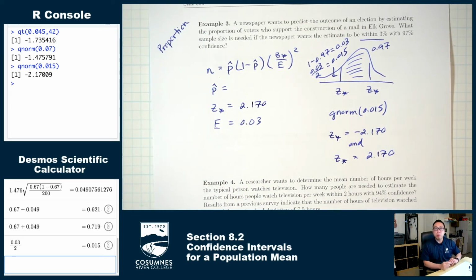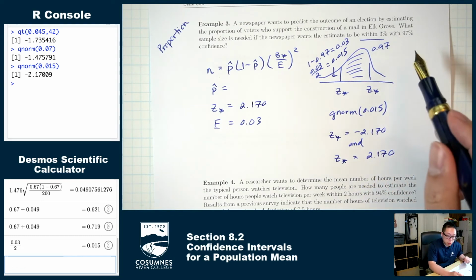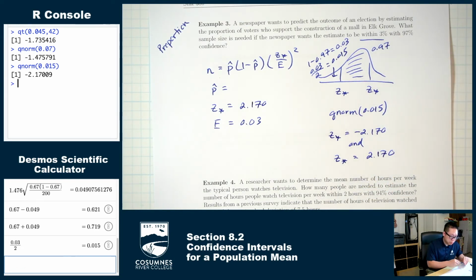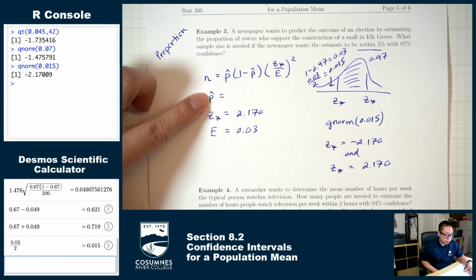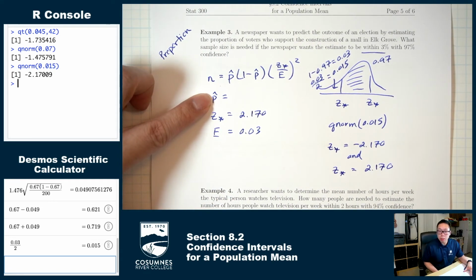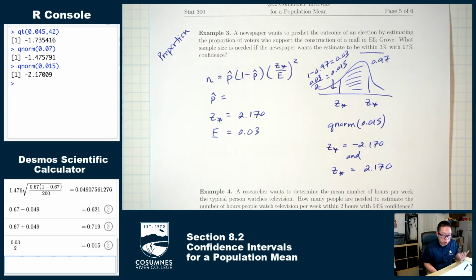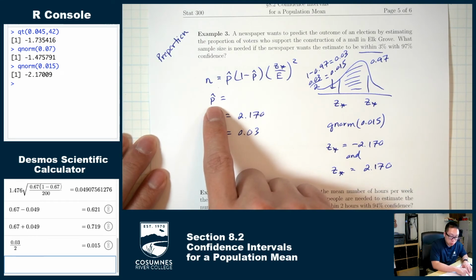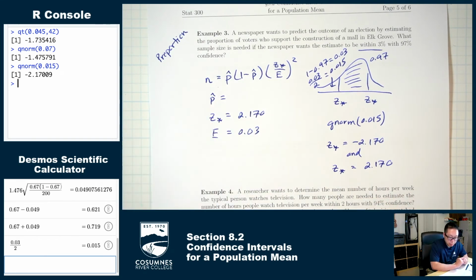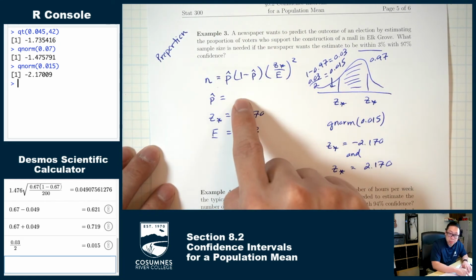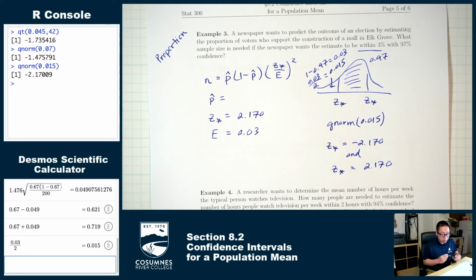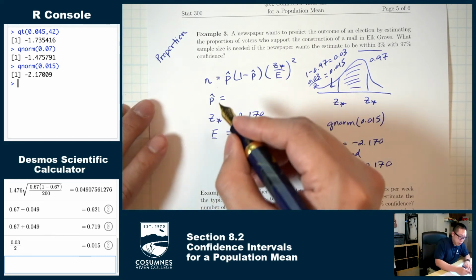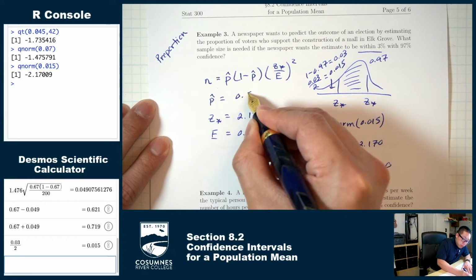And then the question is, what do you plug in for p hat? Do you plug in 3%? Do you plug in 97%? p hat refers to the proportion that we're interested in. So we're interested in the proportion of voters who support the mall. Do we know the proportion of voters who support the mall? No. If that's given to you somewhere in the problem, use it. If not, your next best thing to use is 50%. So 50% is going to be 0.50.